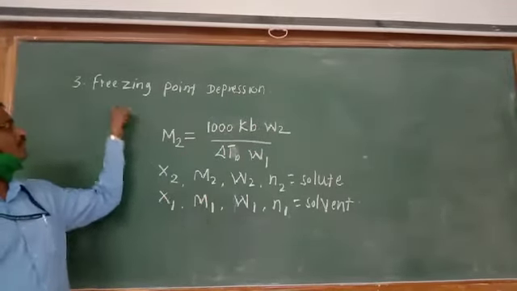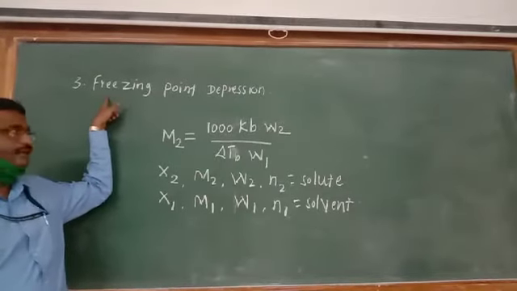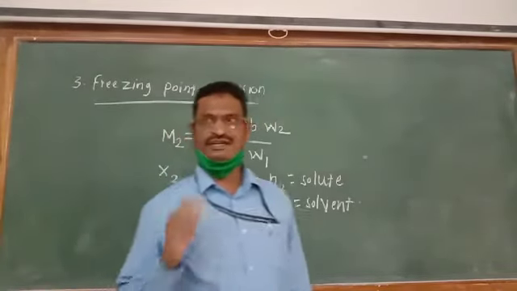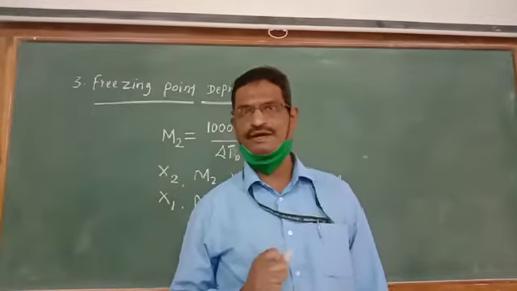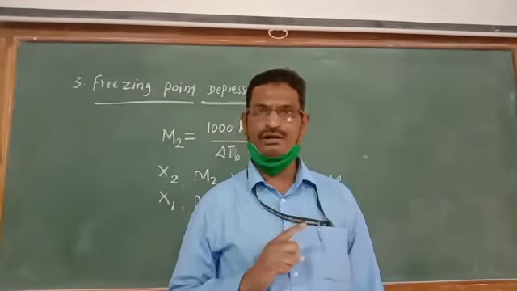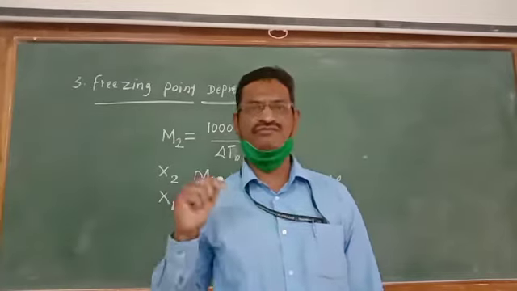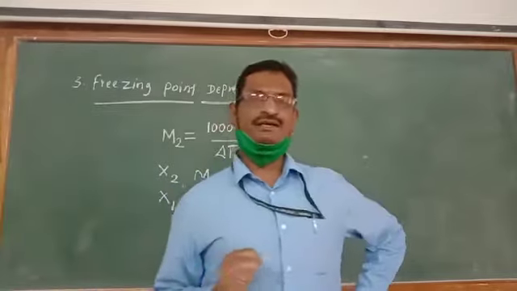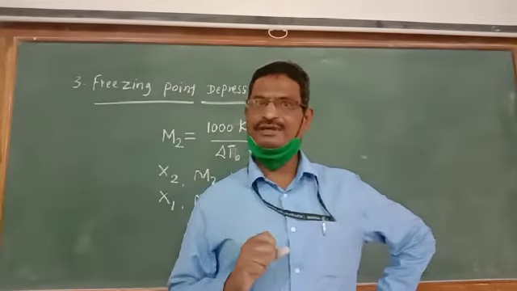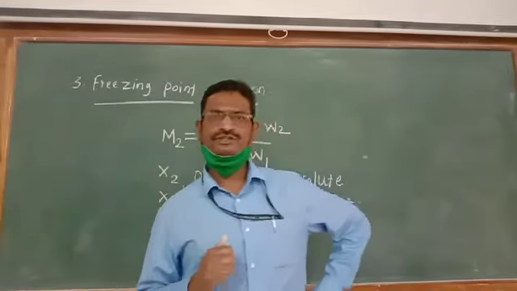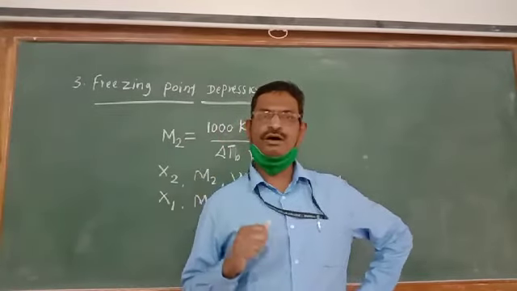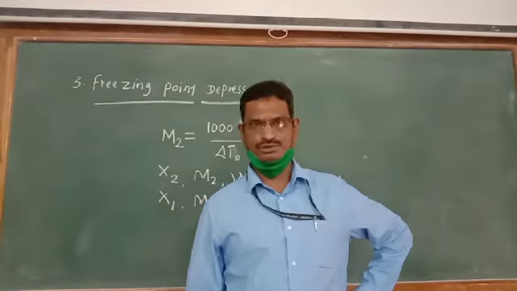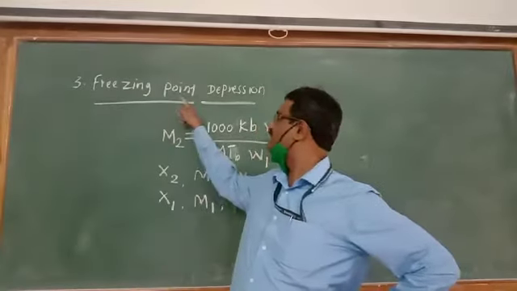And now we are starting with the third colligative property, that is freezing point depression. Here also we have to study the same sequence of points. First of all, we have to study what is meant by freezing point. Then what is meant by depression of freezing point. And finally, here also we have to see one expression for determination of molar mass of non-volatile, non-electrolyte solute. So let us start with freezing point depression.